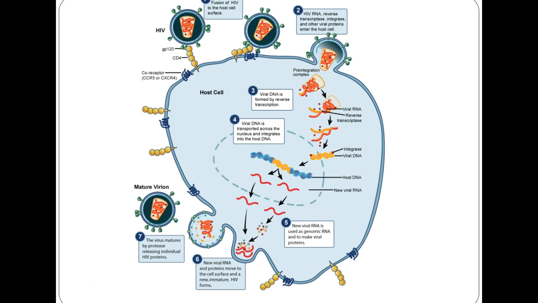So with this, there's viral reactivation, and there is almost a burst where it does release more of those HIV viruses. So here we have the fusion of the HIV to the surface with the glycoprotein 120. You can see that here. HIV, the RNA, reverse transcriptase, integrase, and other viral proteins enter the host cell. Okay, the viral RNA and reverse transcriptase actually use the host DNA to create new RNA. The new RNA is used as a genomic RNA to make viral proteins. The new RNA proteins move to the cell surface and form a new immature HIV. The virus matures by protease releasing individual HIV proteins.